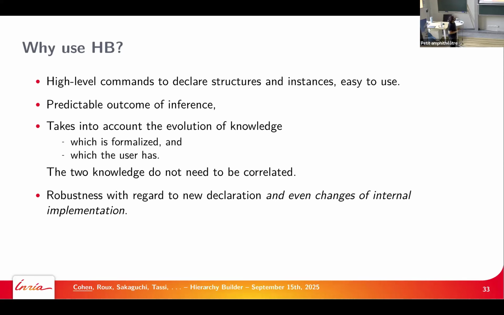Because it provides high-level commands to declare structures and instances. So in that way, you don't need to tune your type classes in a custom way. It's predictable. It takes into account the evolution of knowledge. This is a side effect of the fact that you can have both the I learn that I can generalize and I extend.